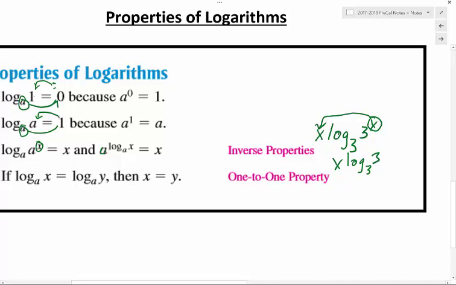And then the 1-to-1 property: if I have log base a of x and it equals log base a of y, then x equals y. If the bases of the logarithms are both the same and they're equal to each other, then their arguments must also be equal.